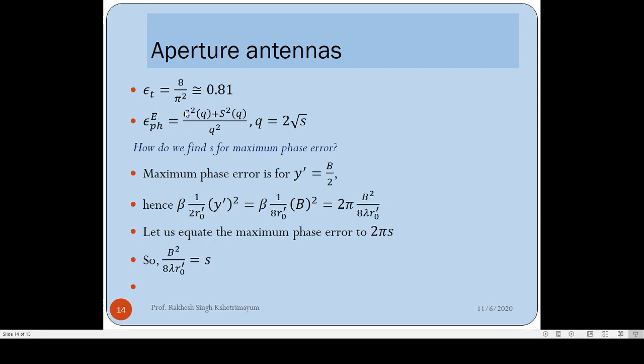That is basically the cosine Fresnel integral and the sine Fresnel integral, squares of those, divided by q square. This is the cosine Fresnel integral square for q, this is the sine Fresnel integral square for q, divided by q square. I will get the epsilon due to phase change in the mouth of the horn antenna. Once I have this, I have everything. I can find out the directivity of the H-plane sectoral horn antenna.